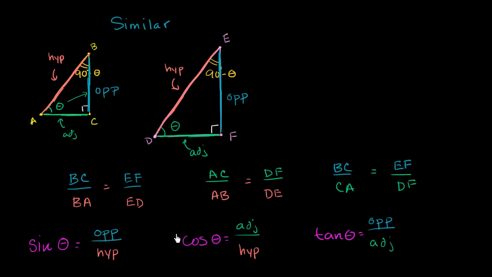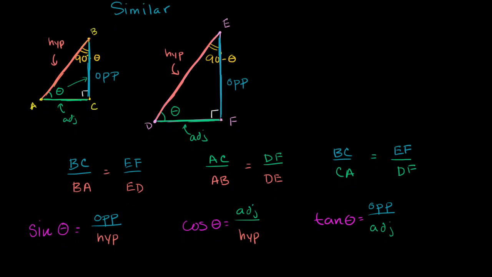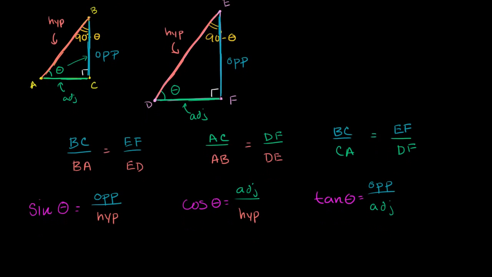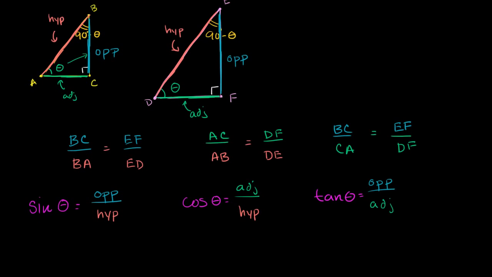And a mnemonic that will help you remember this, and these really are just definitions. People realized, wow, by similar triangles, for any angle theta, this ratio is always going to be the same. This ratio is always going to be the same. This ratio is always going to be the same. So let's make these definitions. And to help us remember it, there's the mnemonic SOHCAHTOA. So I'll write it like this.